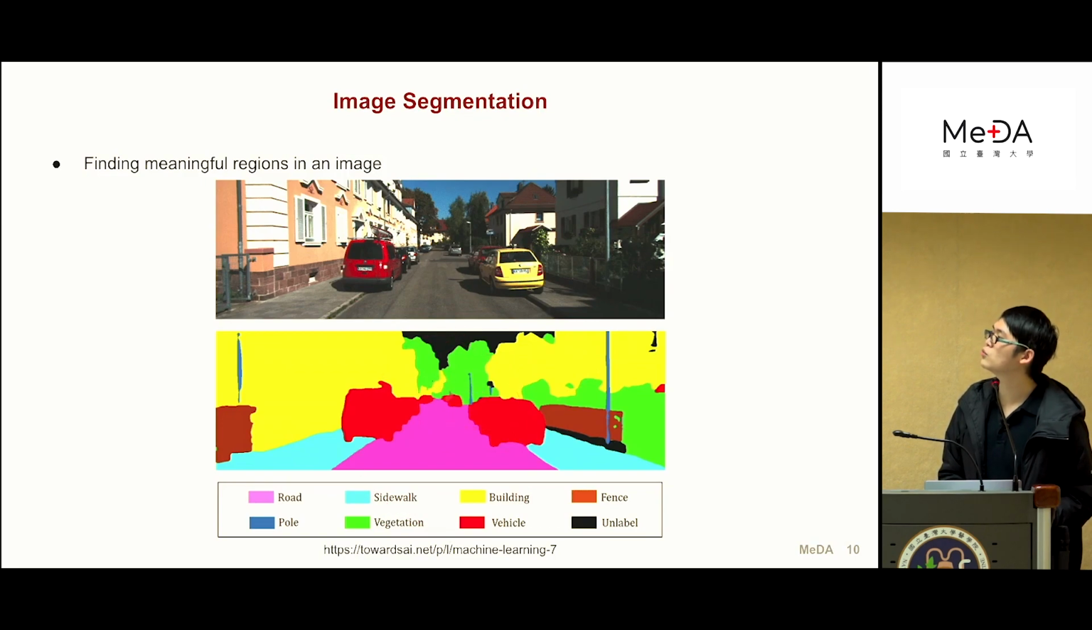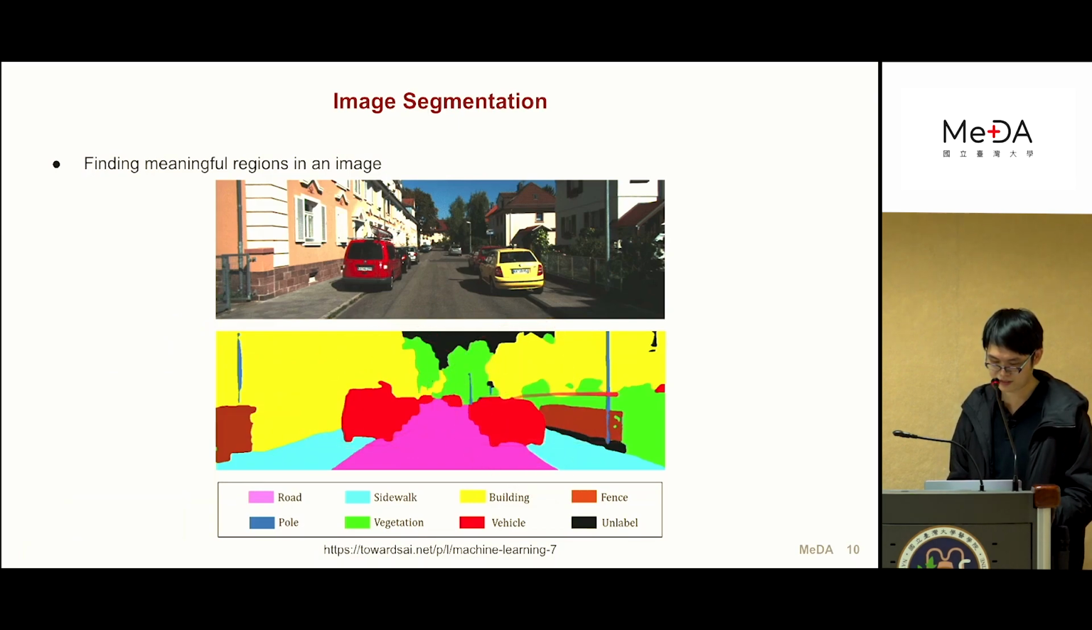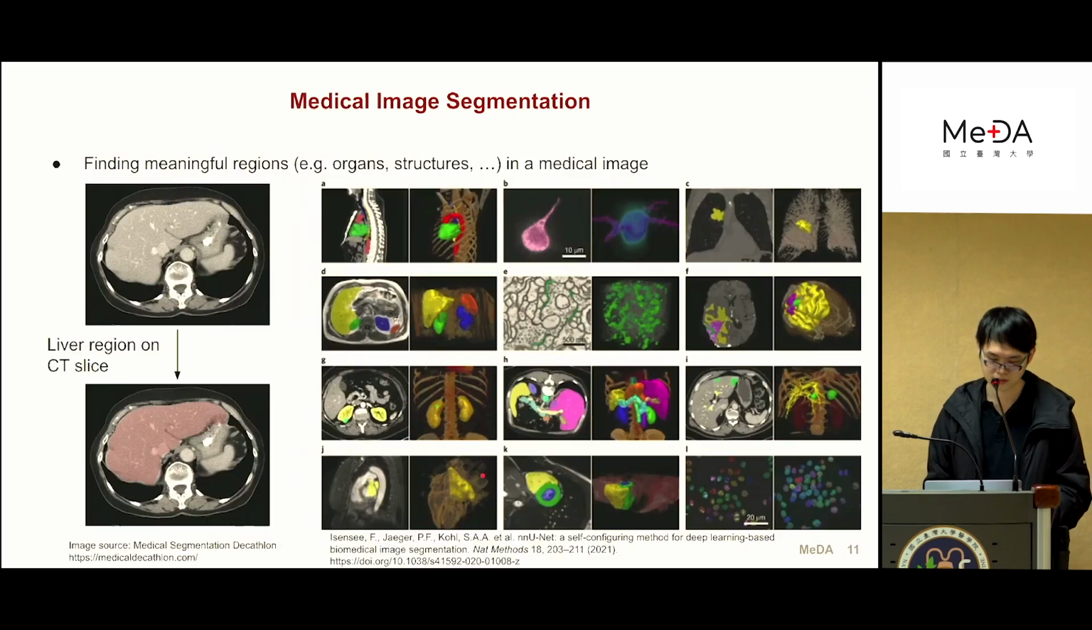In the image below, we point out that there is a car here, there's a car here, there is a fence here, there is vegetation here, and there is a building here. So we look at this image and let the computer recognize which part should be yellow and which part should be red. This kind of task is called segmentation.